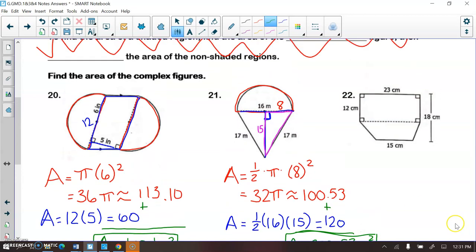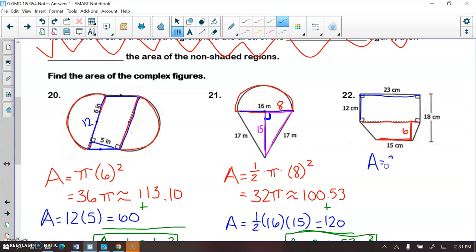Okay, for my next problem here, I have a rectangle and a trapezoid. So my rectangle has a height of 12 and a base of 23. My trapezoid has a base of 23, my other base is 15, and my height would be 18 minus 12, which is 6. So let's find the area of the rectangle first.